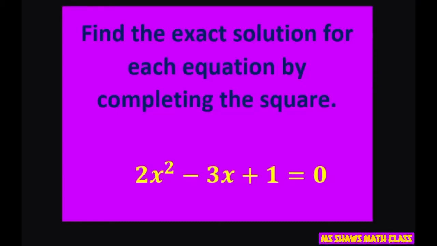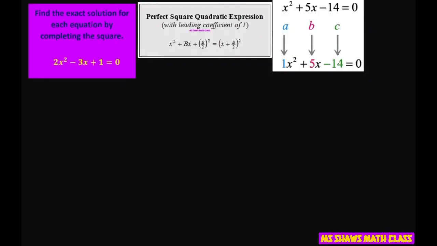Everyone, we're going to find the exact solution for this equation by completing the square. Now usually when you complete the square, you need the lead coefficient to be 1. Right now it is 2. So what I'm going to do is fix this up a bit so we can get a lead coefficient of 1. I'm going to write this as 2x squared minus 3x and subtract the 1 from both sides.